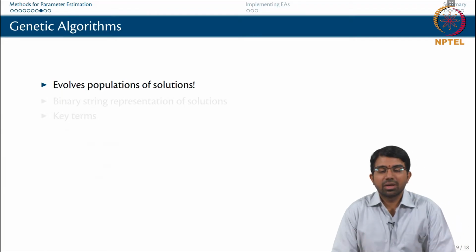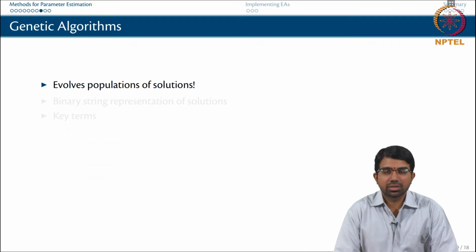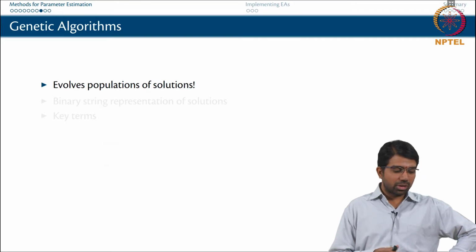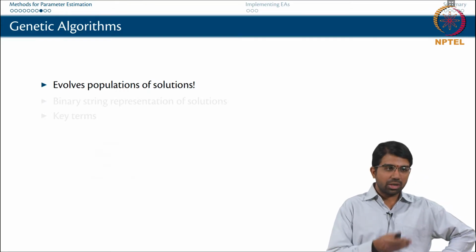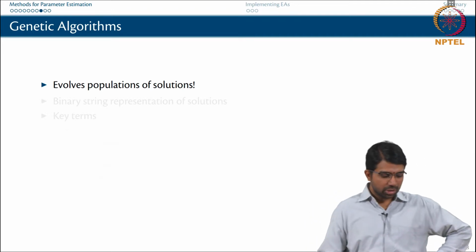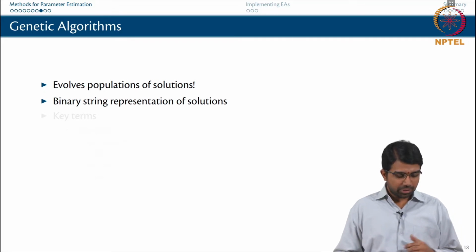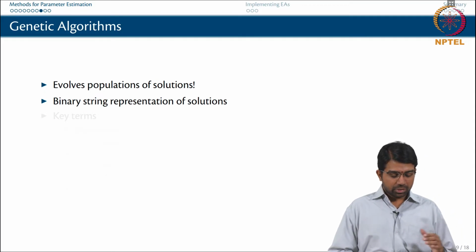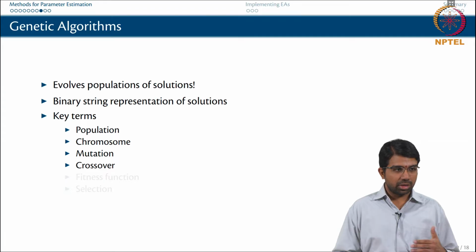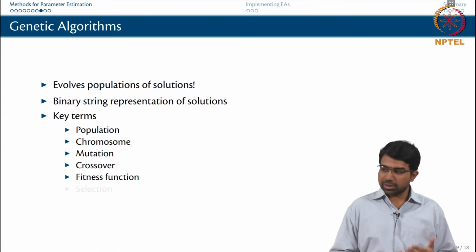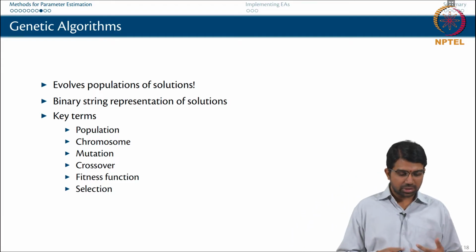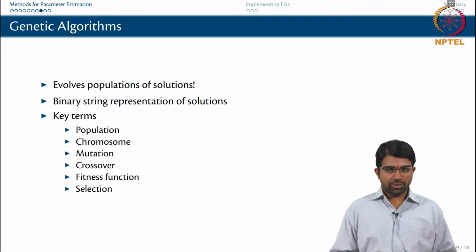Okay, welcome back. Let us continue with our study of some more evolutionary algorithms. To recap, all evolutionary algorithms, the slide is titled genetic algorithms, but all evolutionary algorithms would fit this bill. Essentially they evolve populations of solutions. The representation will vary from one to the other, and the key concepts remain the same. So, you can talk about population, chromosome, mutation, recombination or crossover, fitness function, selection and so on. We already looked at some of these things. Let us just look at a few more flavors of evolutionary algorithms.